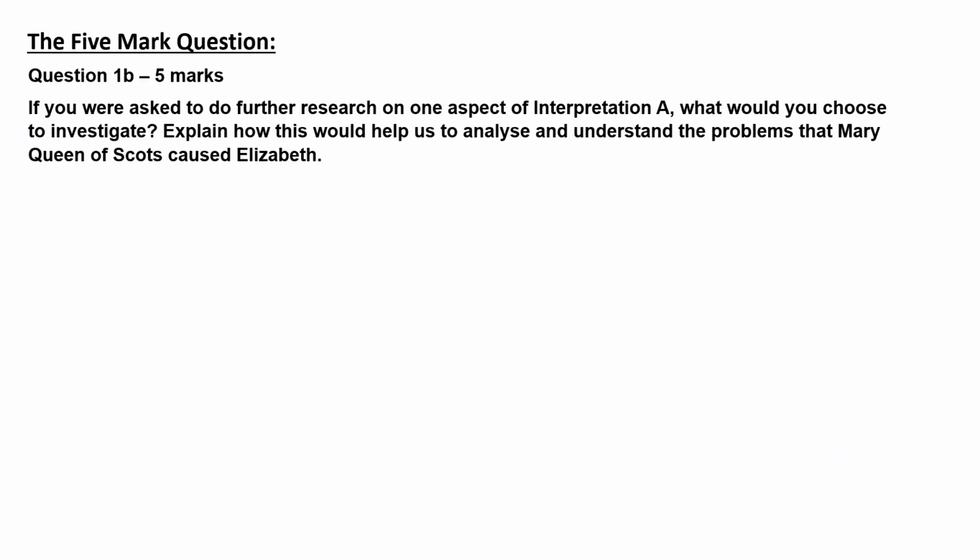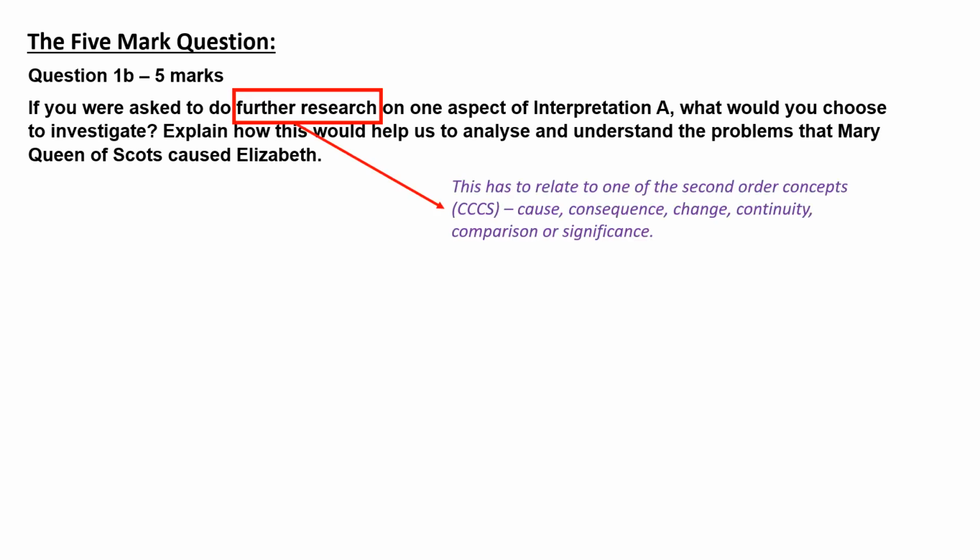So question 1B will always be worth 5 marks, and it will always be about the same interpretation that you've already spoken about for question 1A. So the questions then will always be, if you were asked to do further research on one aspect of interpretation A, so it will always start with that bit. And by further research, this is where we are expecting you to use one of the 2nd order concepts. So your CCCS, so cause, consequence, change, continuity, comparison or significance.